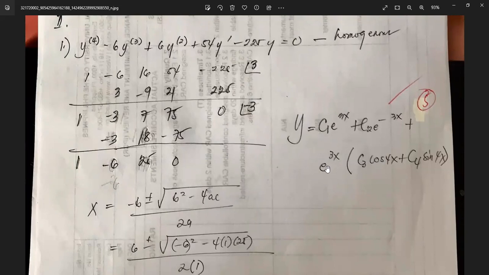You only get to have the values of C1, C2, C3, and C4 if you're given initial conditions. And what are these initial conditions? The y prime of 0, the y double prime of 0, the y triple prime of 0, those things. So those should be given. That way you'll have a way of knowing C sub 1, C sub 2, C sub 3, and C sub 4.